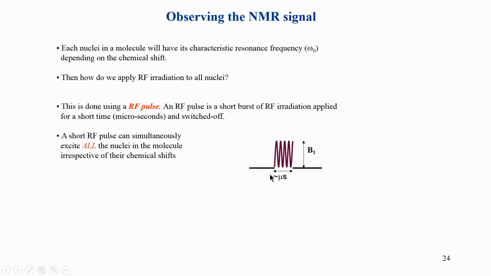Typically it is in the microsecond range, and the amplitude, the height of this, is the B1, which is what we discussed. The B1 is the RF magnetic field applied in the xy plane. So, this is applied in the x or y direction for a very short duration, and after some time it is switched off. As soon as you switch off the RF field, the spin has rotated by some angle, which we saw in the last slide, and that is the angle at which the spin stops. We call it the flip angle, that is how much it has flipped.